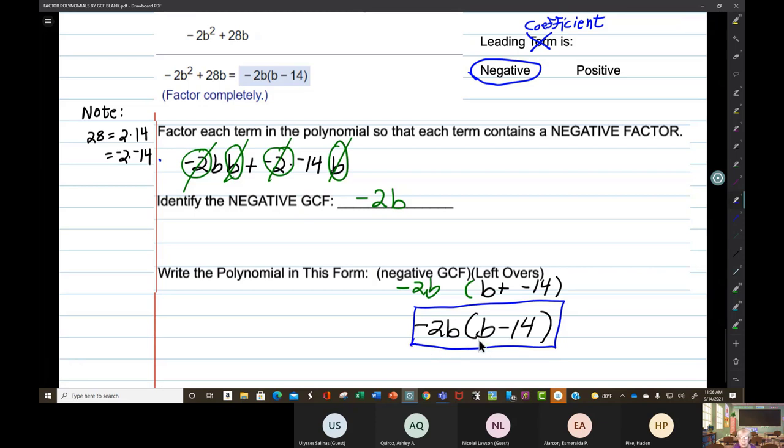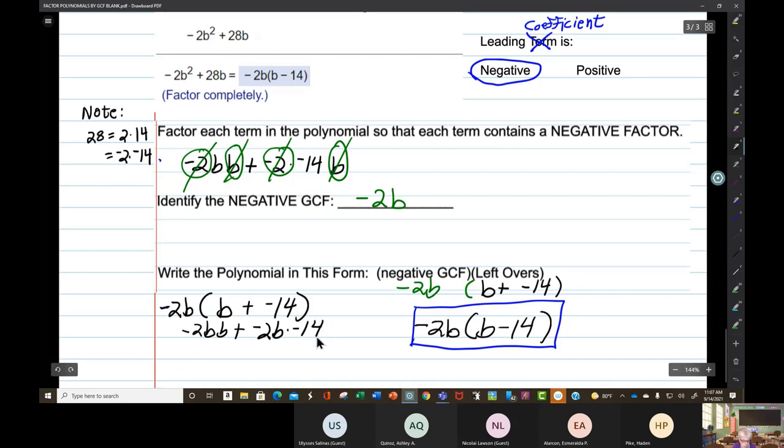But let's go ahead and multiply them together, distribute. So negative 2b times b plus negative 14. Since this is the same as that, I can use that because I know I'm going to be multiplying each of these terms by negative 2b. So that'll be negative 2b times b plus negative 2b times negative 14. Negative 2b squared plus negative 2 times negative 14 is positive 28b.